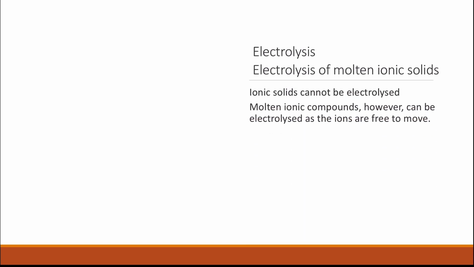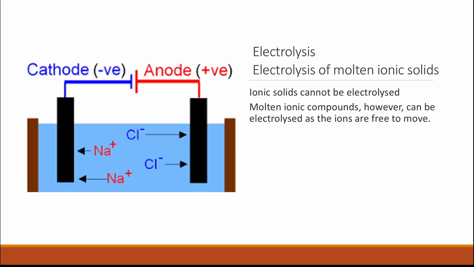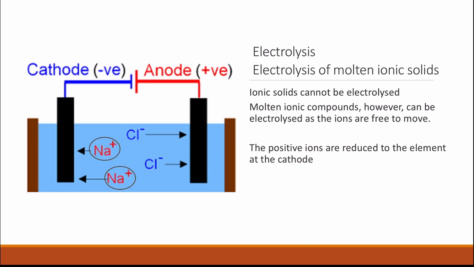However, when they melt, when we have molten ionic compounds, they can be electrolyzed as the ions now are free to move. And in the electrolysis of a molten ionic compound, for example, like sodium chloride, the positive ions, which are sodium here, are going to move toward the negative electrode, which is the cathode.